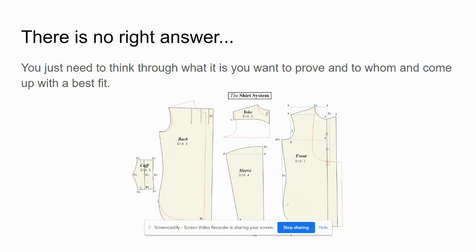There's no right answer in these situations. Once again, to choose the best evidence, you just think through what do I want to prove, who do I want to prove it with, and come up with a best fit.